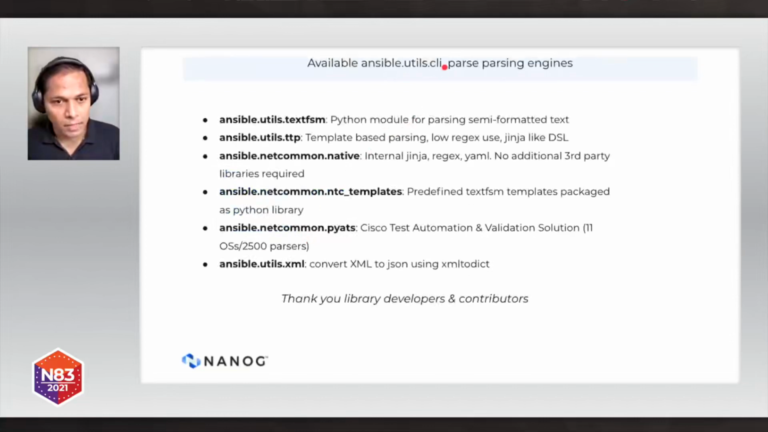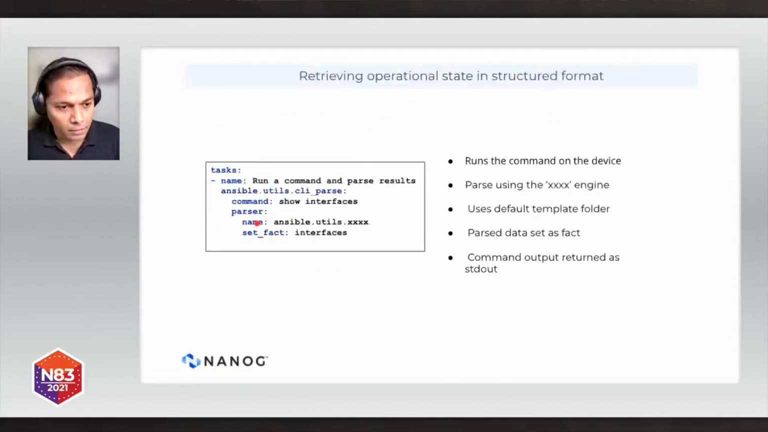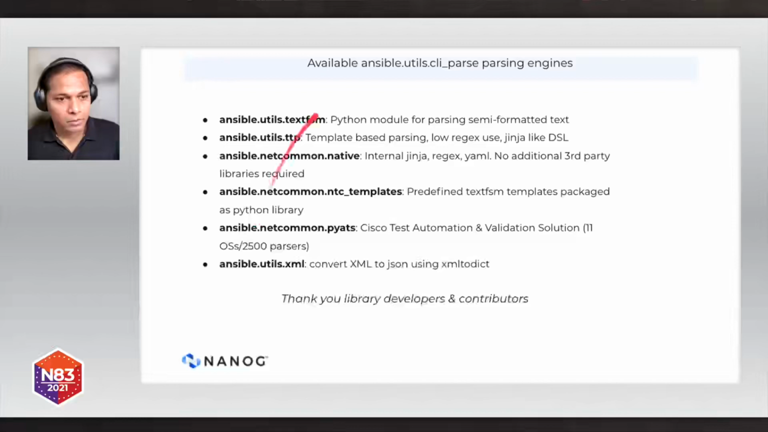So these are all the parser engines that can be provided as part of name here. These are supported by the collection itself. You can write your own parser engine, and it can be used with this particular module. The first one is TextFSM. It is a Python module for parsing semi-formatted text. It is a well-known parser library.